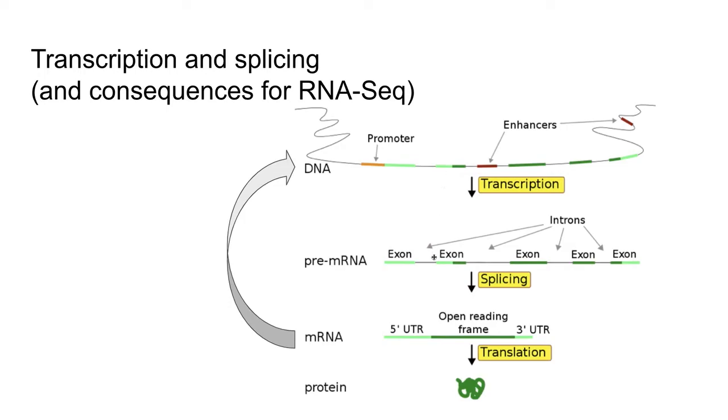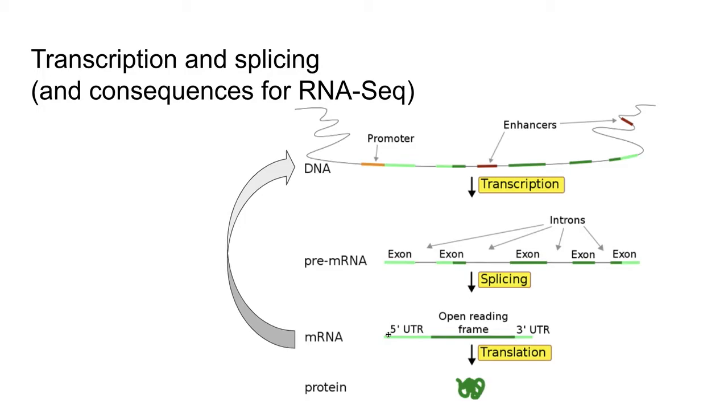So the first part of the transcription would lead to a premature messenger RNA, which would have the exons and introns. And then there is the step of splicing, where the spliceosome, which is a protein complex, would remove the introns and concatenate the exons to each other. That would lead to a mature messenger RNA with the untranslated regions and an open reading frame, which for a protein coding gene would then translate into protein.